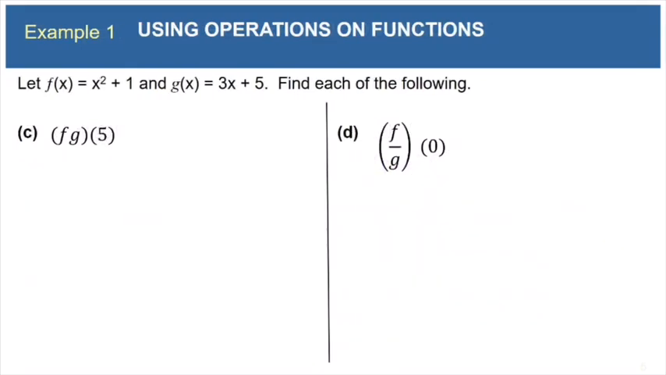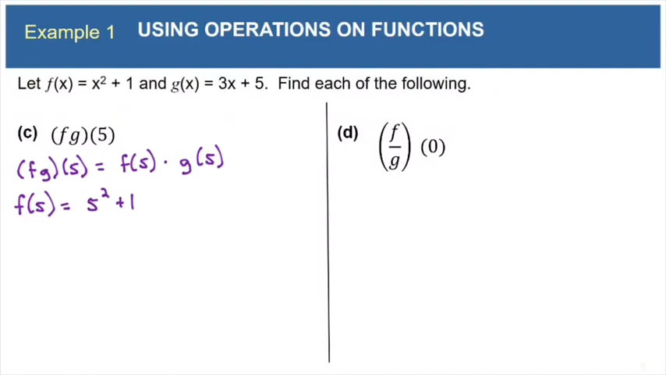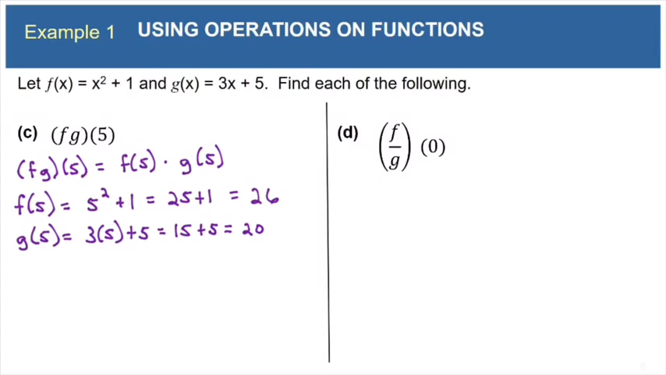And continuing with example 1, we have part C. This says f times g of 5. So we know from our definition of function multiplication that f times g of 5 is just equal to f of 5 times g of 5. Now f of 5 will be 5 squared plus 1, and that's 25 plus 1, which is 26. G of 5 will be 3 times 5 plus 5, and that's 15 plus 5, which is 20. And now f of 5 times g of 5 is 26 times 20, which is 520.